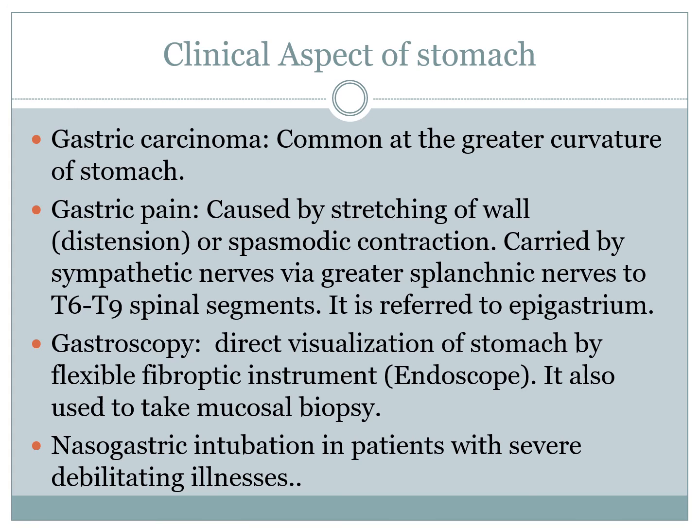Another applied anatomy point: gastric carcinoma is common at the greater curvature of the stomach. Gastric pain caused by stretching or distension and spasmodic contraction is carried by the sympathetic nerve via the greater splanchnic nerve to the T6 to T9 spinal segments, so it is referred to the epigastrium. Gastroscopy means direct visualization of the stomach by a flexible fiberoptic instrument, the endoscope. It is also used to take mucosal biopsy. Nasogastric intubation is used in patients with severe debilitating illness. These are the clinical aspects of the stomach.